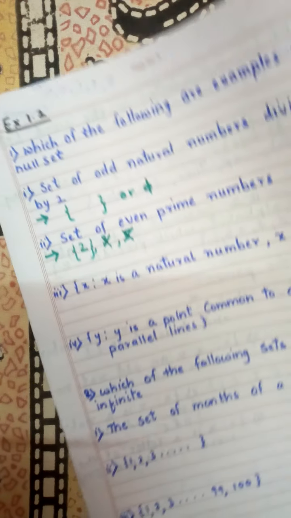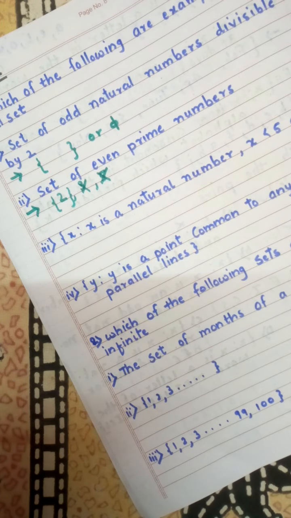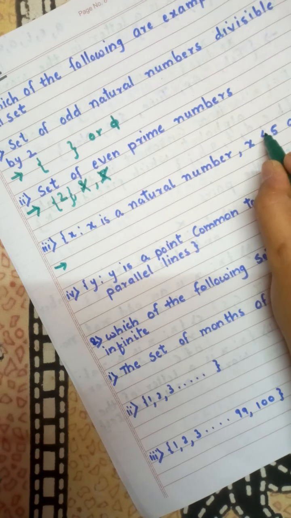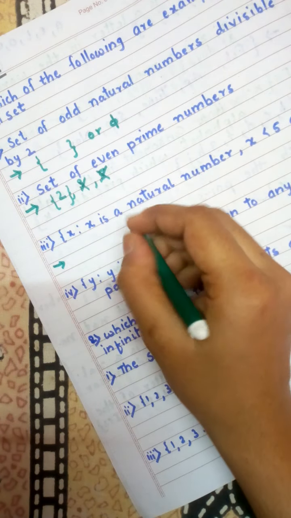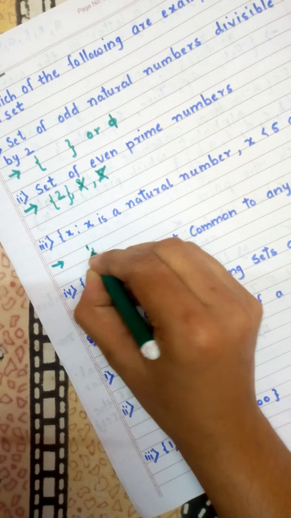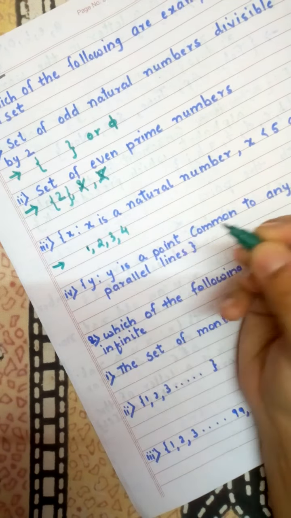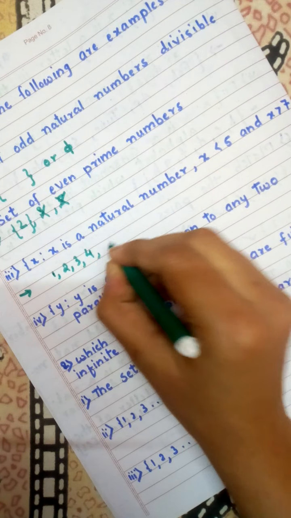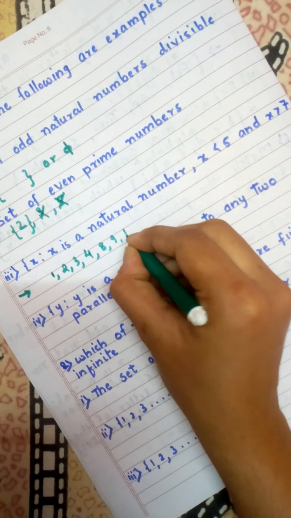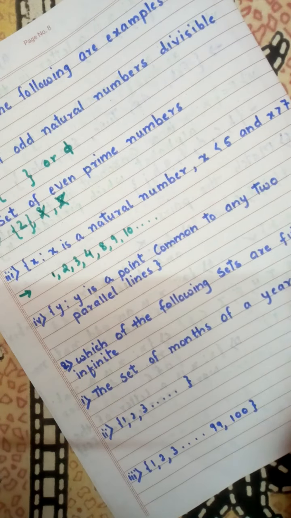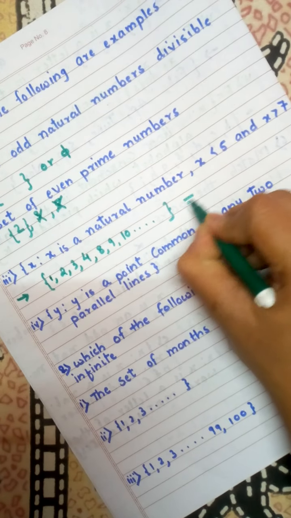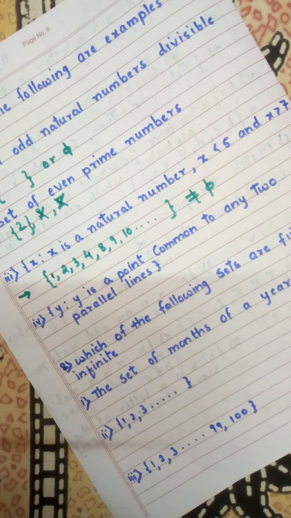Now moving to the next question. X such that x is a natural number, x is less than 5. Now x is less than 5 means the natural numbers which are less than 5, so it will be 1, 2, 3 and 4. And x is greater than 7. Greater than 7 means 8, 9, 10 and so on. That means there are elements belonging to this set, and therefore this set is not equal to empty.